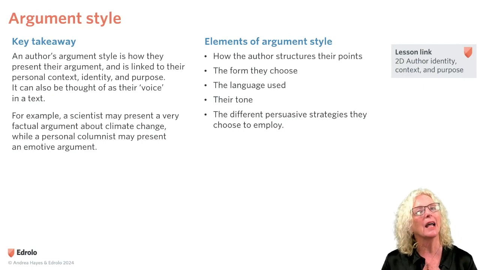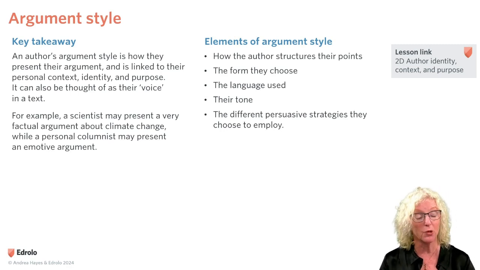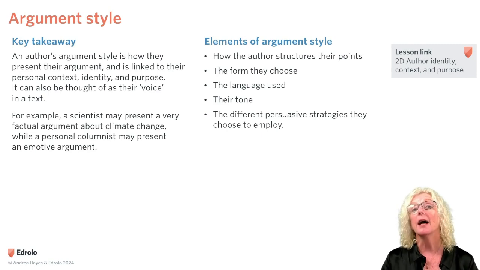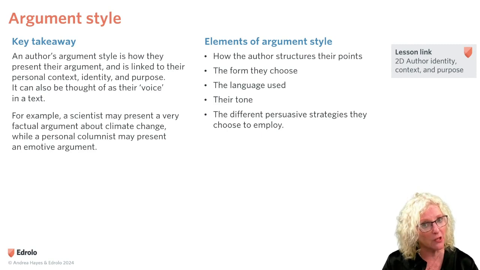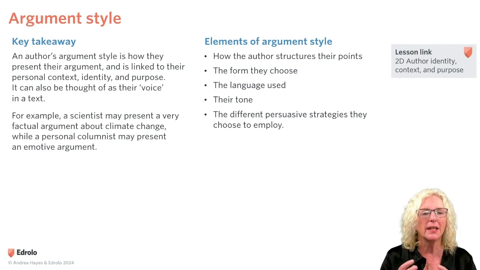Now let's look at argument style. An author's argument style is how they present their argument, and it's linked to their personal context, their identity, their purpose. It can also be thought of as their voice in a text, and can be very individual. For example, a scientist may present a very factual argument about climate change, while a personal columnist may present a far more emotive argument. And this is connected to all sorts of elements of argument style.